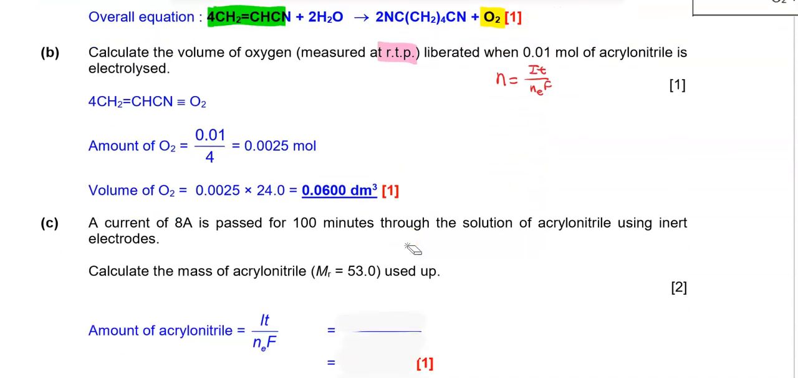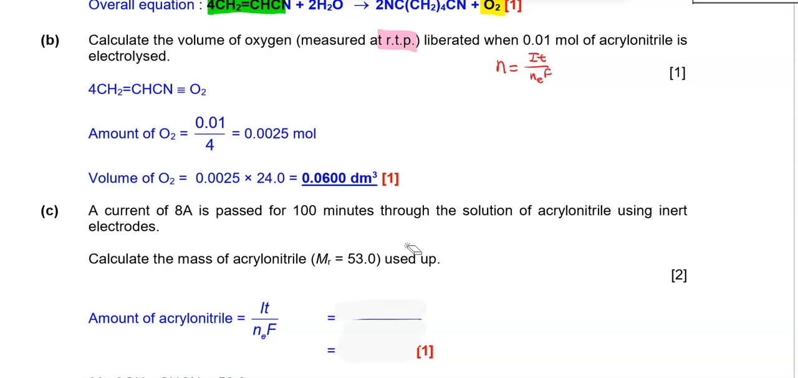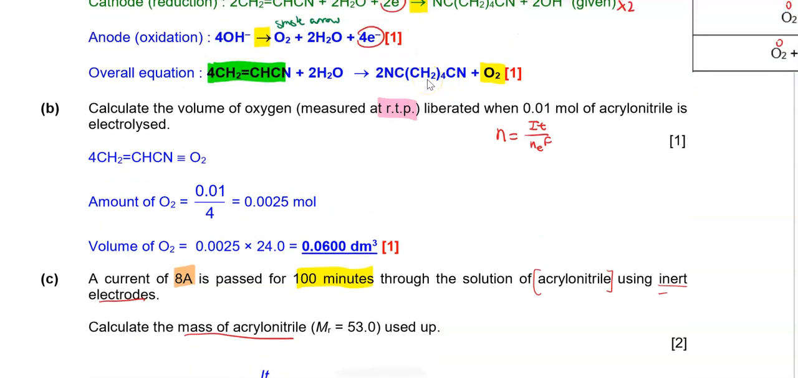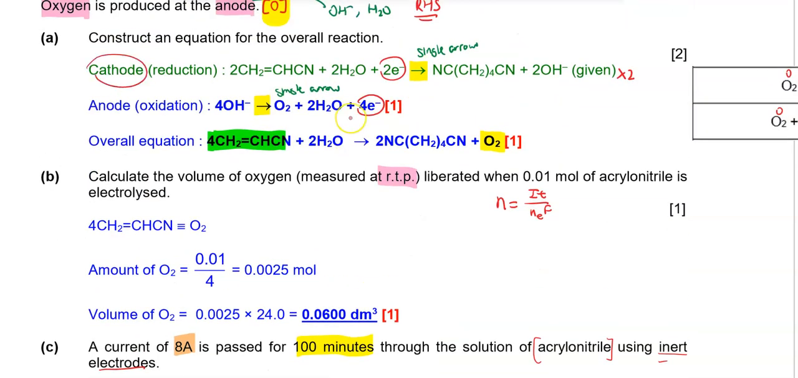Okay, moving on to C, last part. Now we have the current 8 ampere passed through for 100 minutes. The question now wants you to electrolyze acrylonitrile, and in this case we're using inert electrodes. We're supposed to calculate the mass of acrylonitrile used up. So acrylonitrile is basically the reaction at the cathode. Every 2 moles of acrylonitrile, you need 2 moles of electrons. So the ratio of acrylonitrile to the electrons is 1:1.